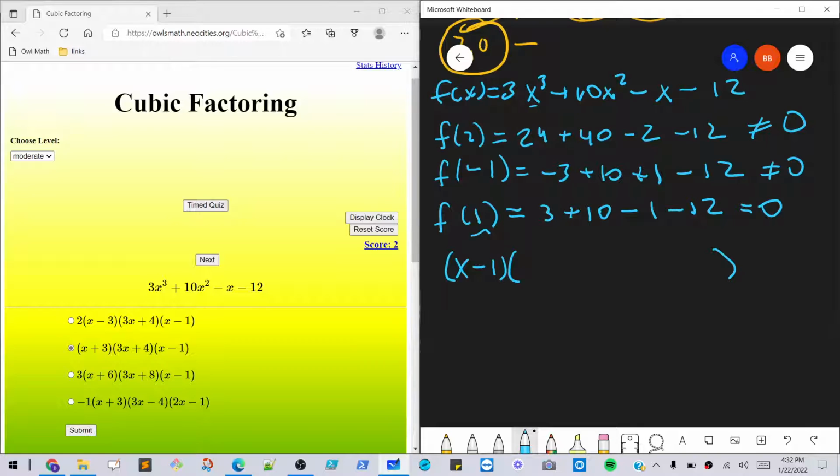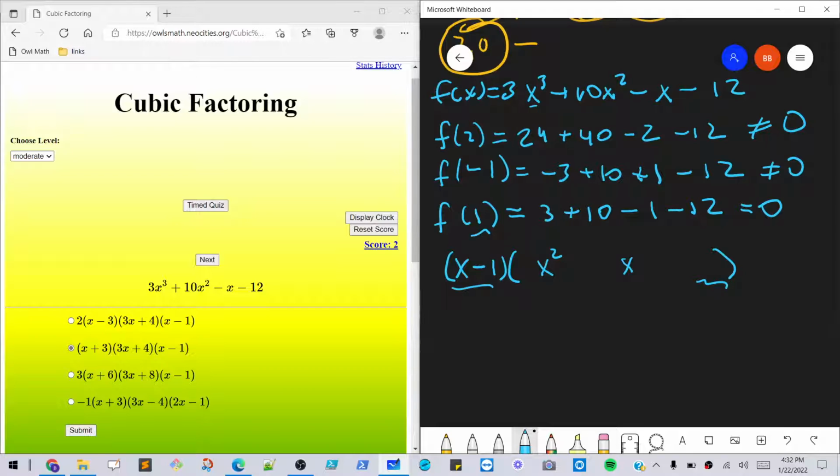I actually like to do this on the fly, if the equation is not too bad. I know we have a root of 1. I know we can take out an x minus 1. So I know we're going to have a quadratic. So what I can do is just kind of write the shell of it.